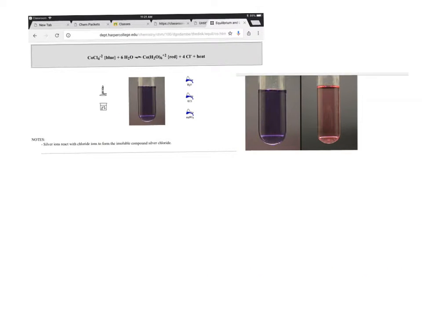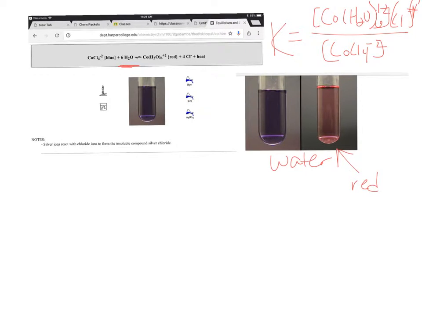Okay, so now we're going to evaluate what happens when we add water, and our observation should be that it turns red. But this is not because water is on this side of the reaction. Here's the equilibrium expression. We have the cobalt water ion and the chloride ion to the 4th power. I hope you can see that.